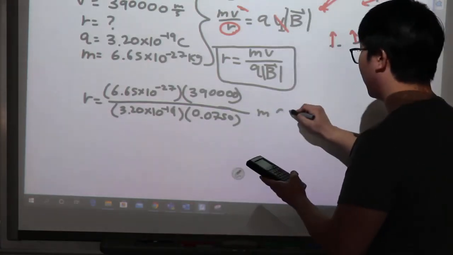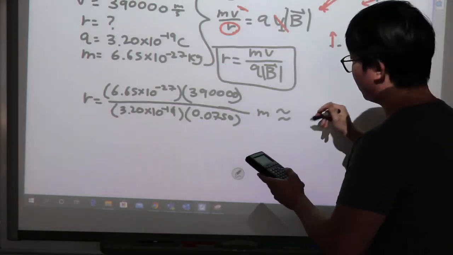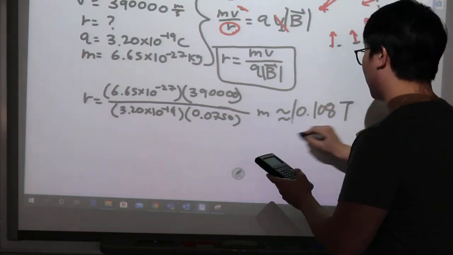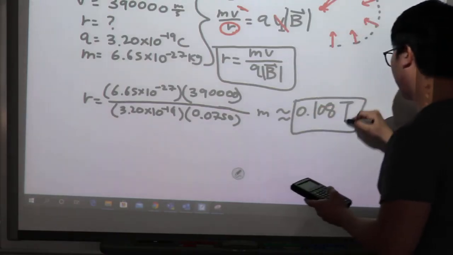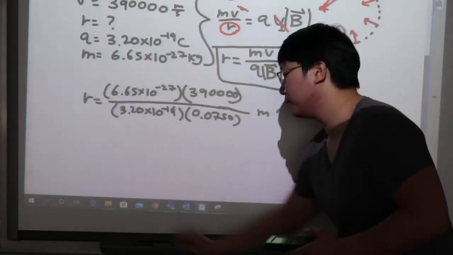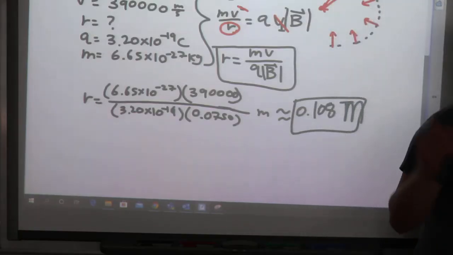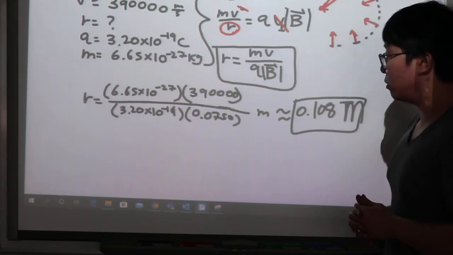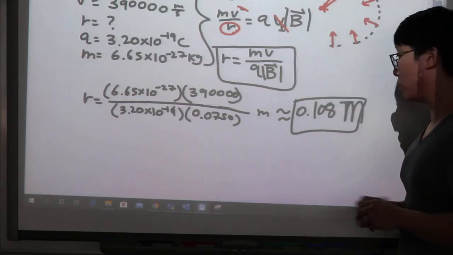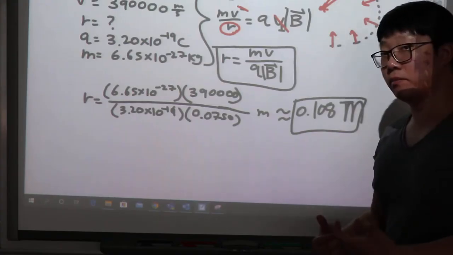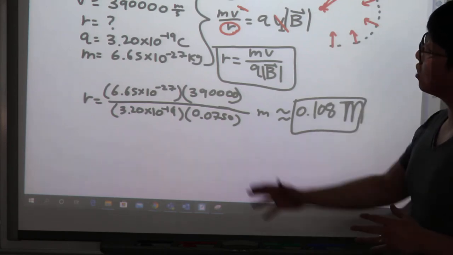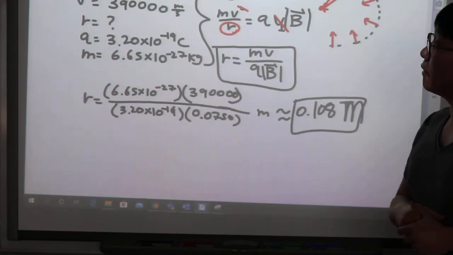You should have, and I'm going to put the rounded answer, which is 3 significant digits, 0.108 meter, which is the radius, the basic unit. And that's quite a reasonable radius. In fact, if you think about it, it's about 10.8 centimeters. So that's how you solve some of those moving charge in an external magnetic field problems.